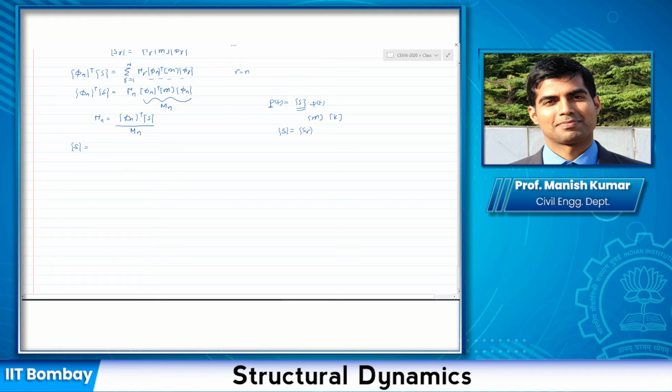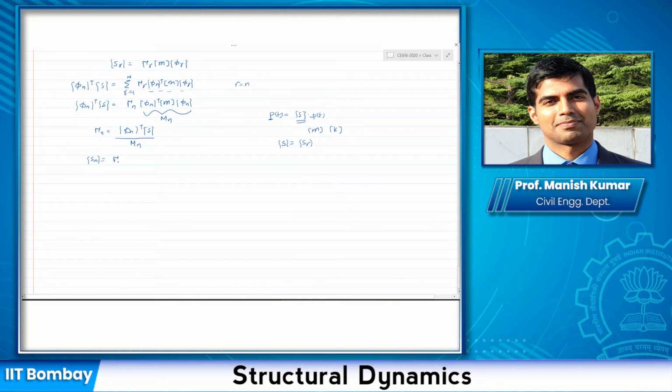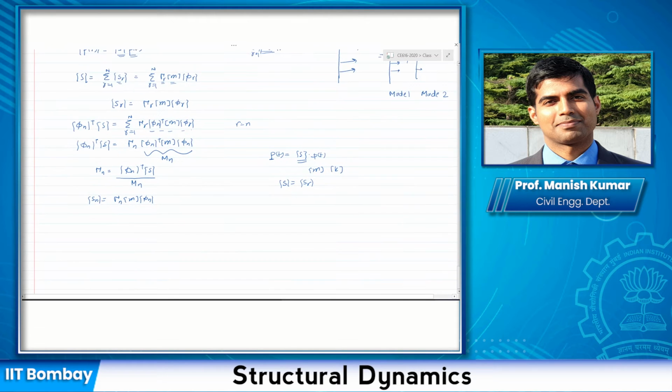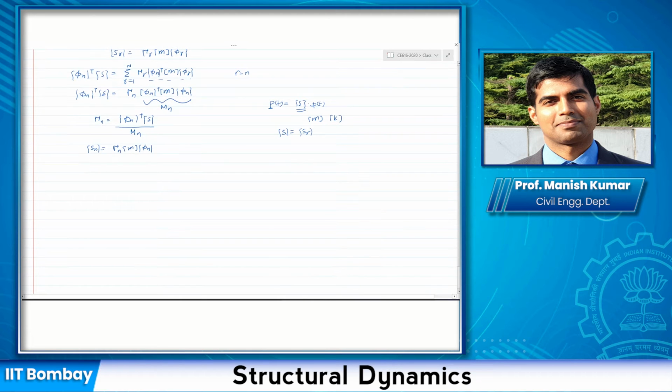So S can be found as follows. Once you find this gamma n, I can get my spatial distribution in the nth mode. How would I get that? Just write this expression here: S_n equals gamma n times mass times phi n. Then we can get the total distribution, or expansion, like this. So once we know gamma n, we can also obtain S_n like this, and this would be the spatial distribution.